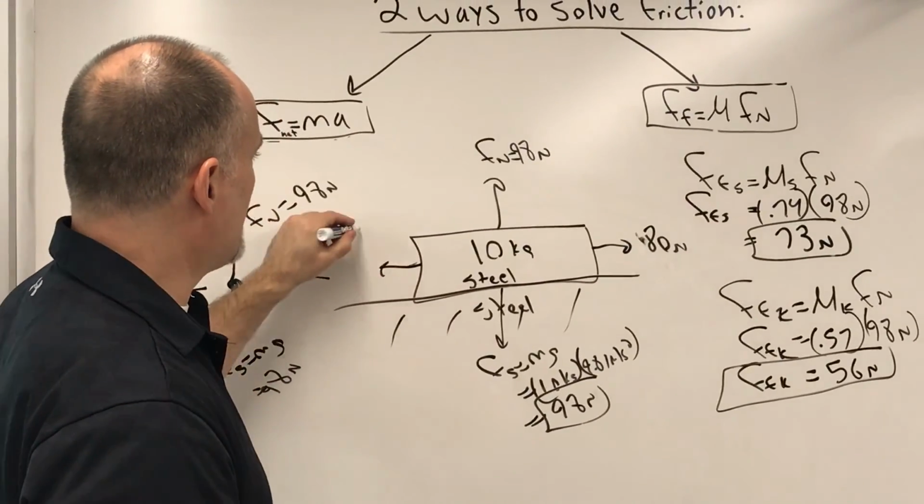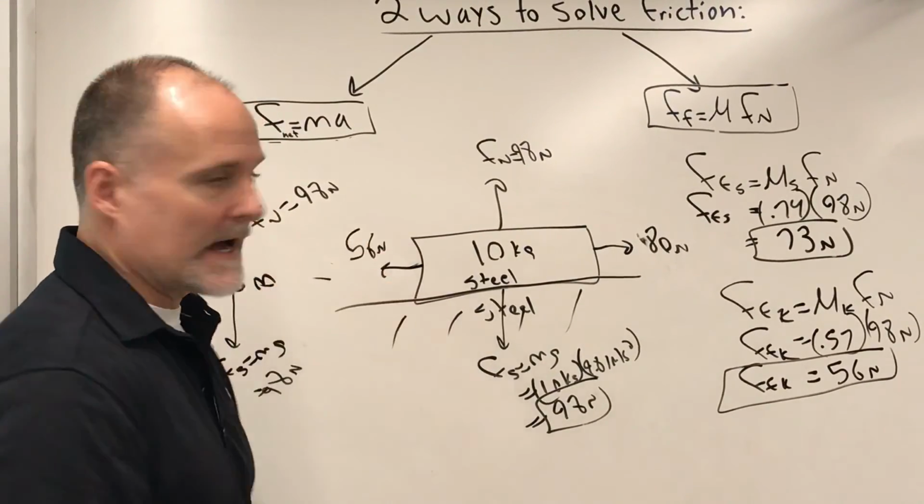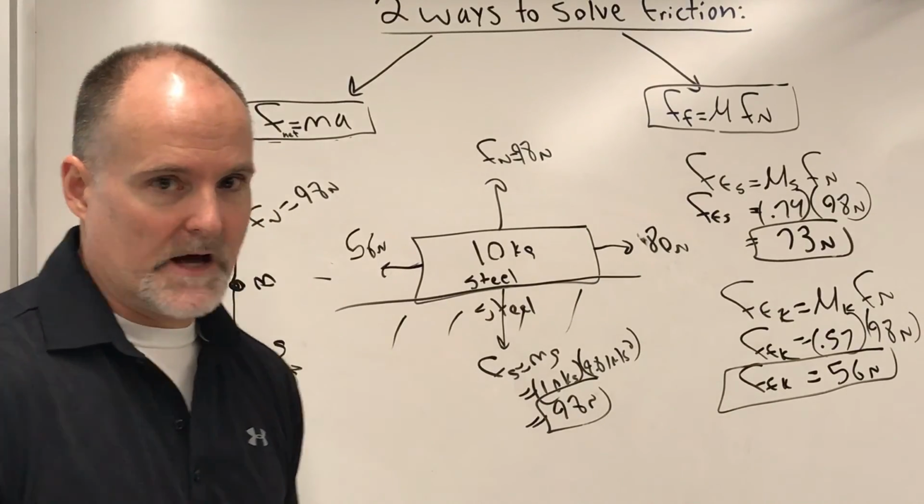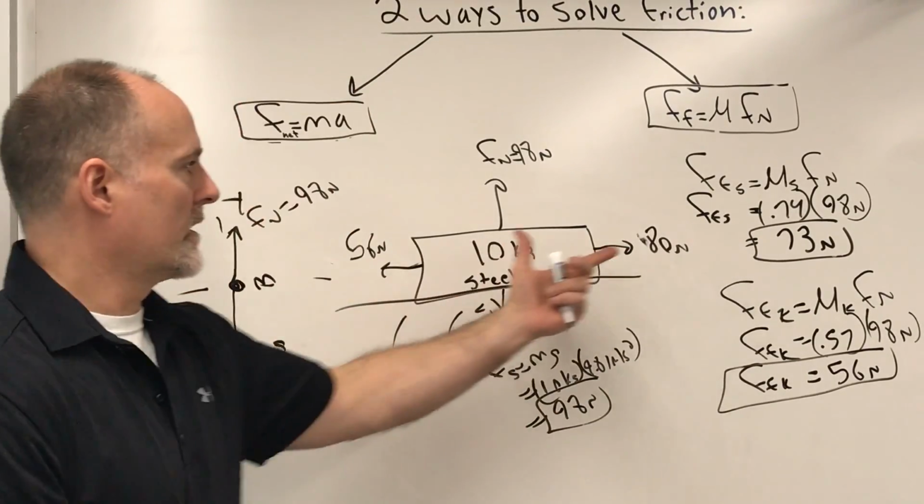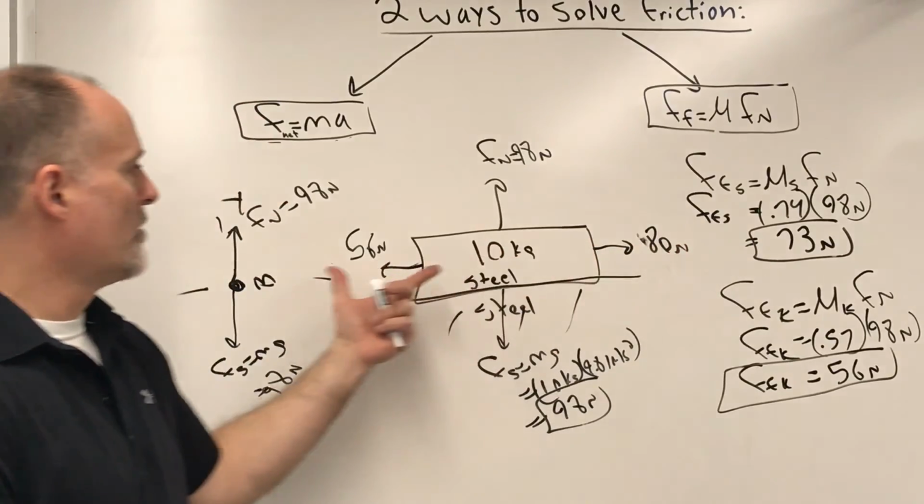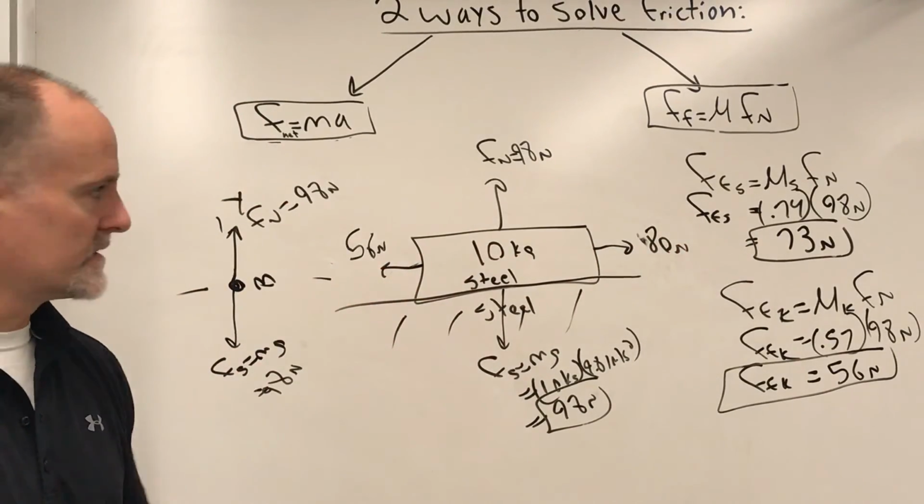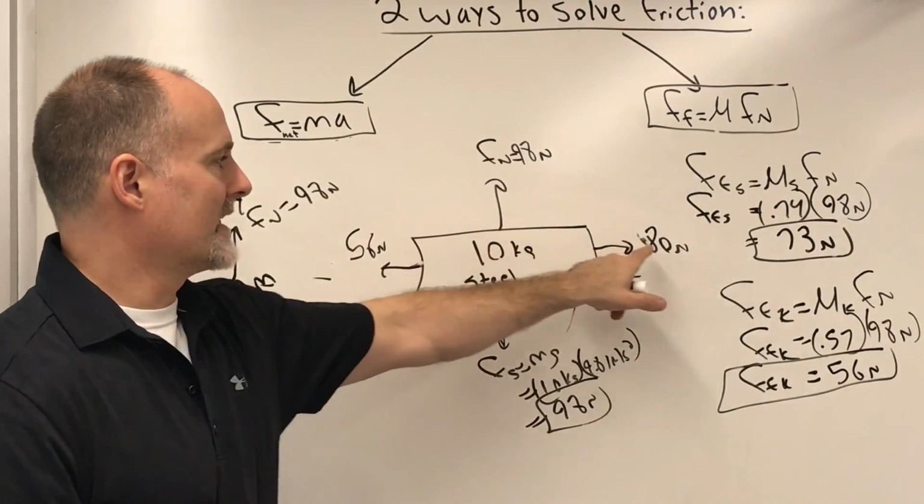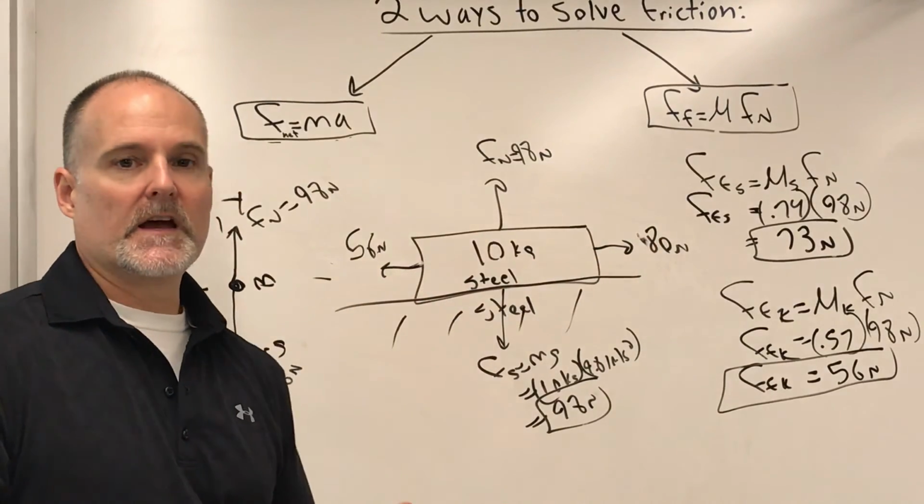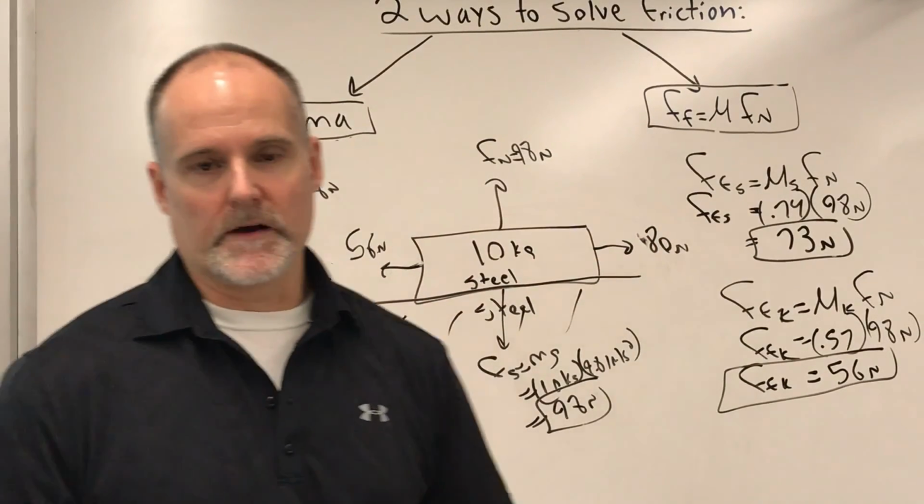So my friction is now 56 newtons. It's not going to match me anymore. As long as that block is moving, whatever I apply, my friction will stay at 56. So I could get my F net now. I could take 80 minus 56, and I know this object will accelerate.